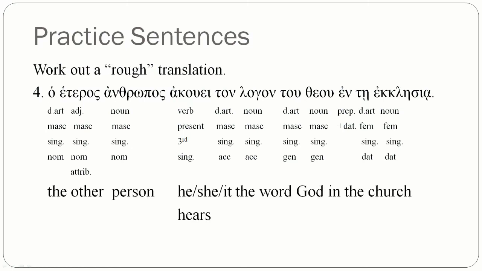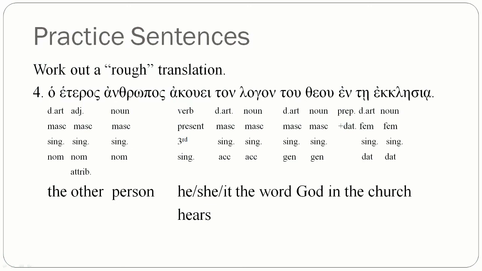Your rough translation here, kind of a definition of each word. Ha heteros anthropos, the other person, or the other man, or the other human being. Akue is your verb: he, she, or it hears. It is all third person singular. Then you have ton logon, the word. Tu theu, the god, or God. And en te ecclesia, in the church. Remember, this is not "into the church." Dative normally would translate to, by, or for, but the en overrides that, and that simply means in the church.